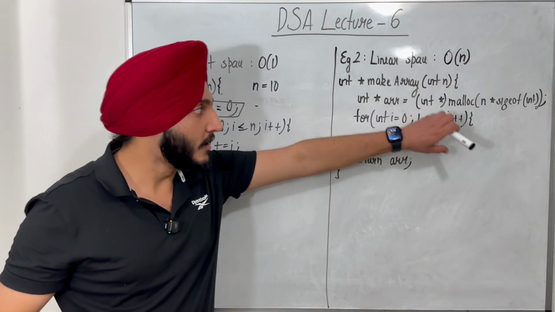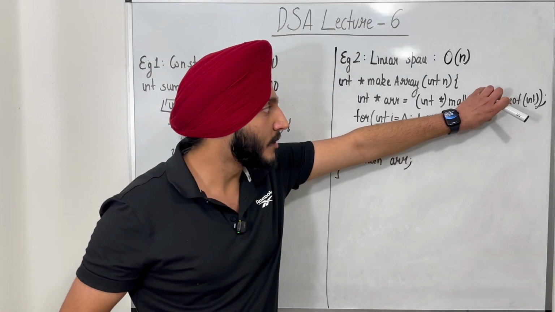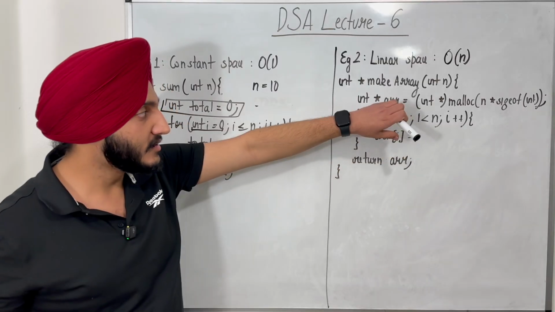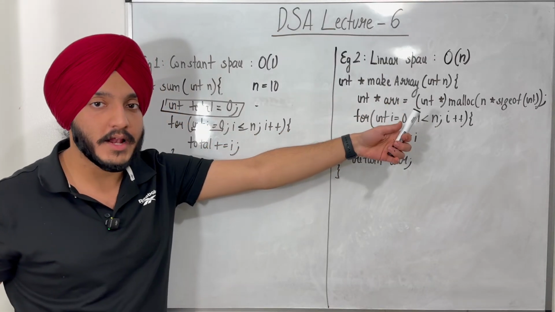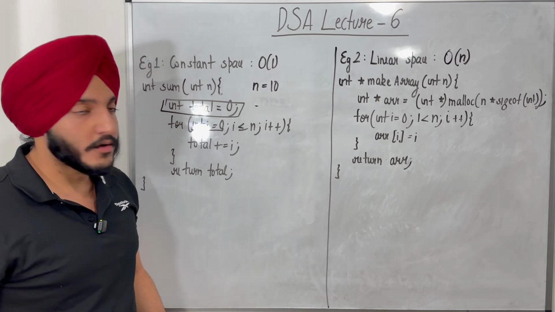But in this example, I created this dynamically allocated memory and I'm creating it based on the n. I'm multiplying it by n. So in this case, it's going to depend on the n value, and that is why it is called linear space. Now let's take a look at another example.